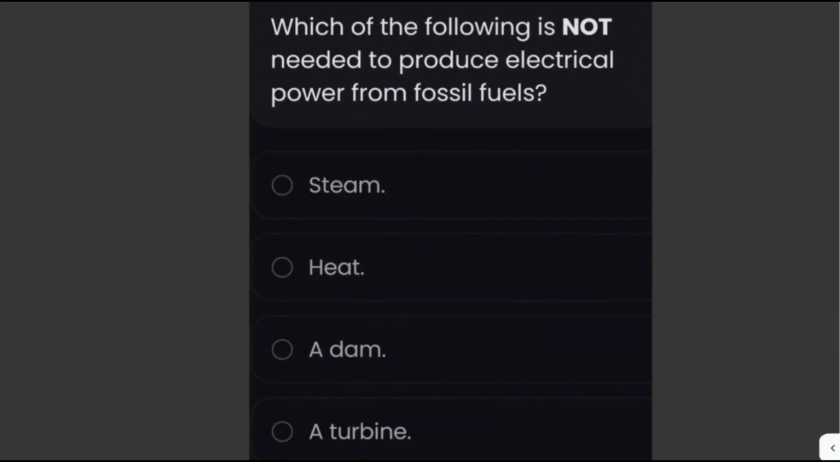Which of the following is not needed to produce electrical power from fossil fuels? Steam, heat, a dam, or a turbine? The answer here is a dam. So dams are used to produce power from water and not from fossil fuels.